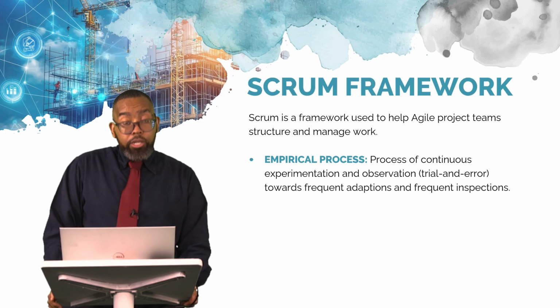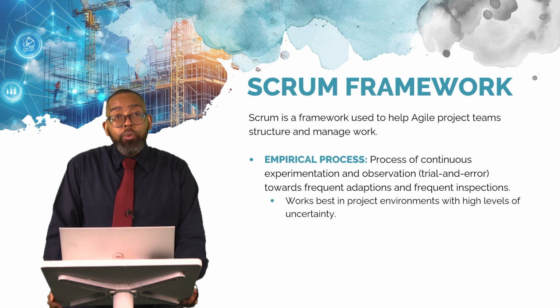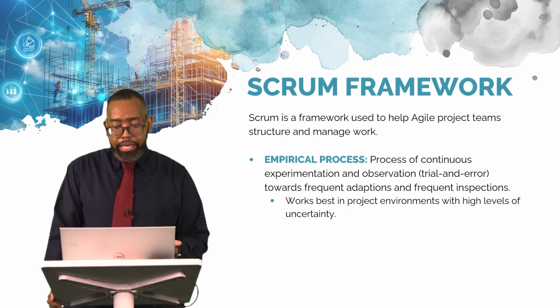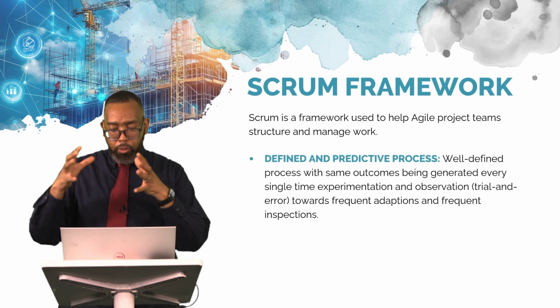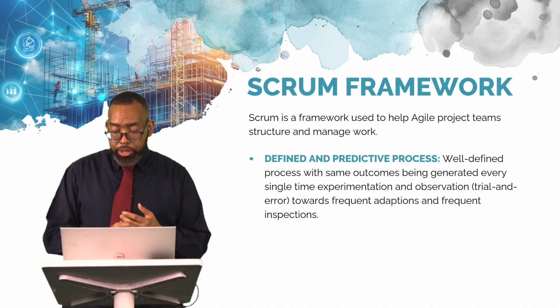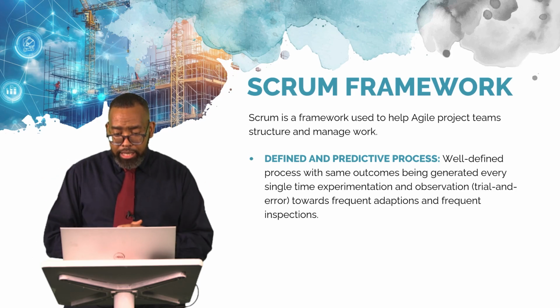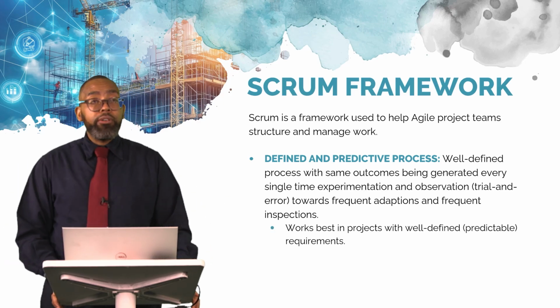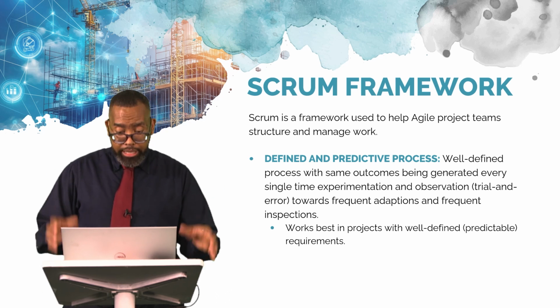The Scrum framework, being an Agile framework, works best in project environments where there are high levels of uncertainty. On the opposite side of the empirical process is the defined and predictive process, made up of well-defined processes and very specific outcomes being generated. And of course, we know that works ideally for projects that don't have high levels of uncertainty, where there are high levels of predictability and a set level of requirements.